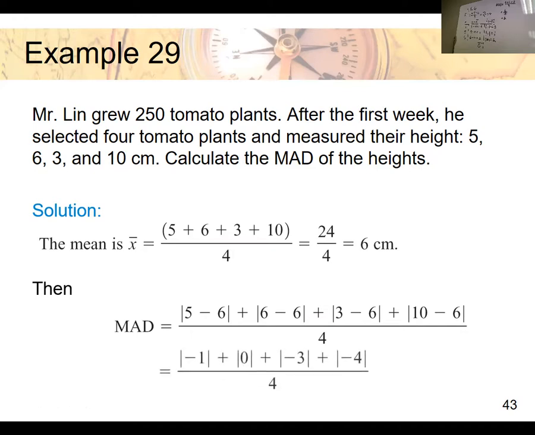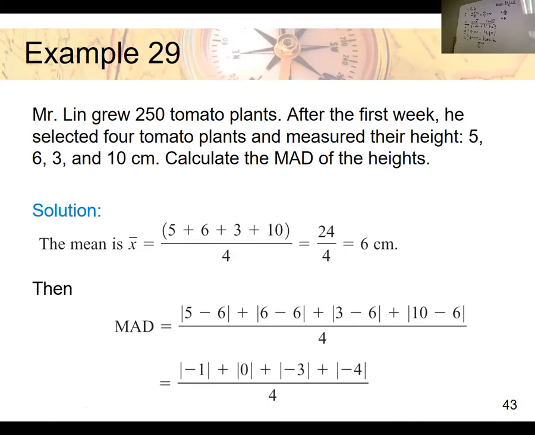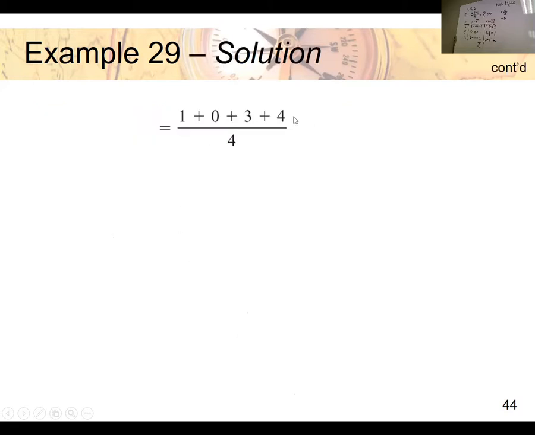And in this case, 5 minus 6 is -1, so we have the absolute value of -1. 6 minus 6 is 0, so we have the absolute value of 0. 3 minus 6 is -3, so we have the absolute value of -3. And then 10 minus 6, that should be 4. I don't know where they get -4 from. It's 10 minus 6, that's 4. Either way, take the absolute value of 4. It's probably not going to matter, because on the next slide you'll see it ends up being 4.